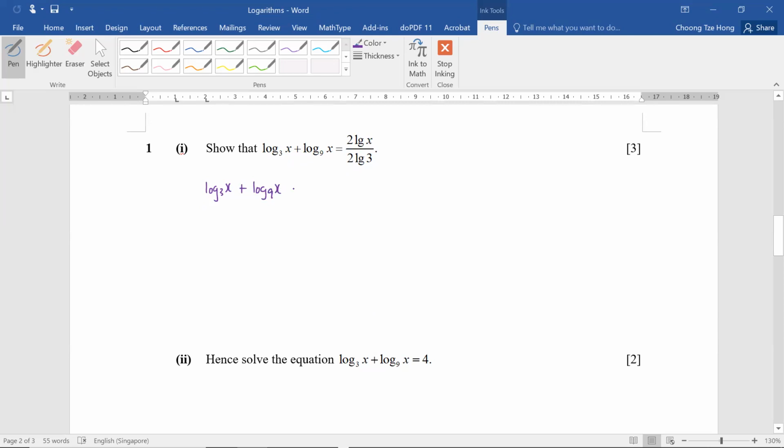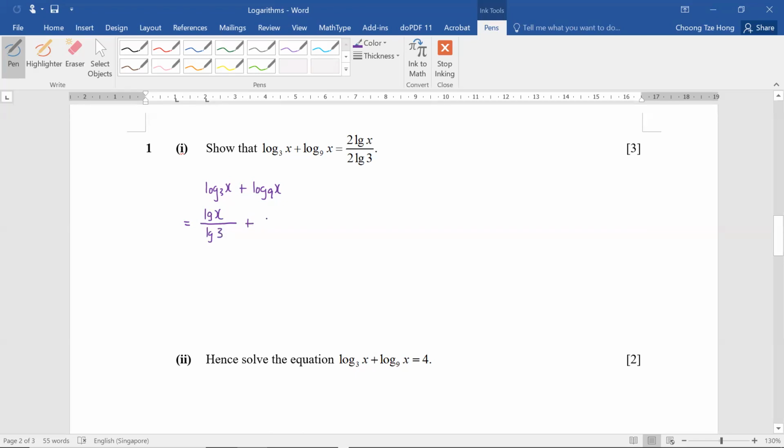If you look at this kind of show question, remember that every single step that you take has to have a purpose. If you look at the right side, it is base 10. So if I were you, I would try to convert everything to base 10. So let's apply the change of base to convert both base 3 and base 9 logarithms to base 10. Over here, the x goes on top, the 3 goes below.